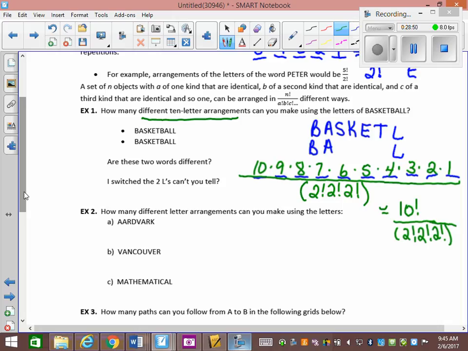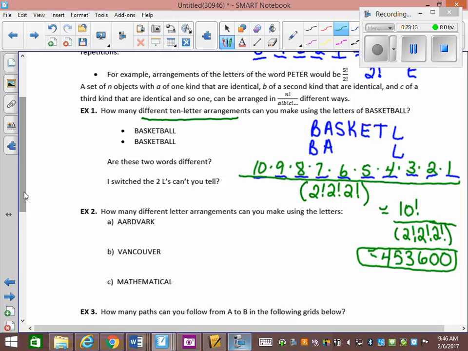So you should get 453,600 words. Now, if all of the letters had been different instead, then it would have been 3,628,800 words, right? But because there was doubling up of letters, we have to divide by those.